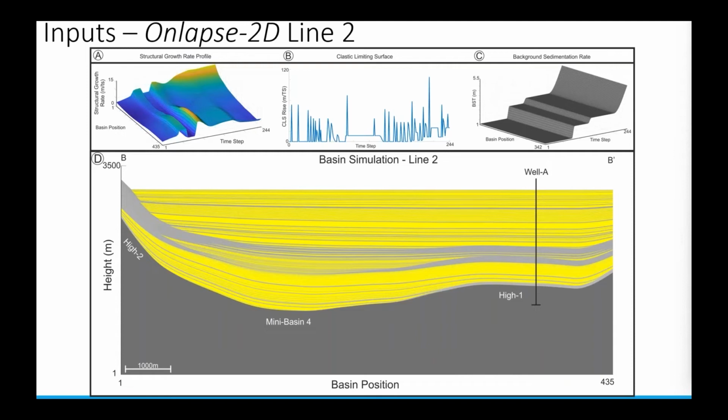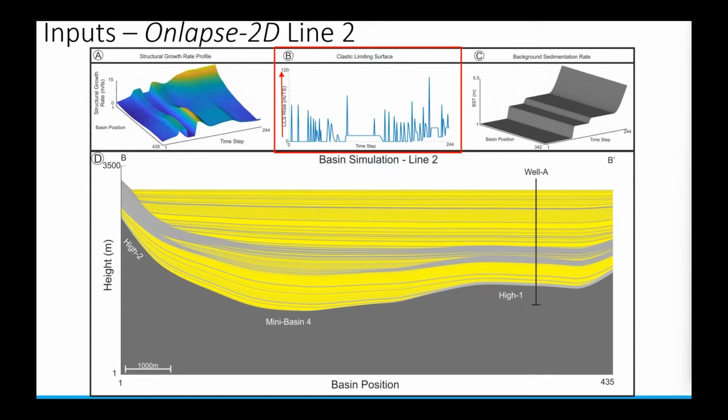So what we're looking at here are the input parameters for line 2. On the top left, we have our structural growth profile with basin position on the y-axis, time on our x-axis, and then the rate of structural growth rise on the vertical axis. We then have a classic limiting surface, a rise with time on our x-axis, and then the amount of rise units per time step on our y-axis.